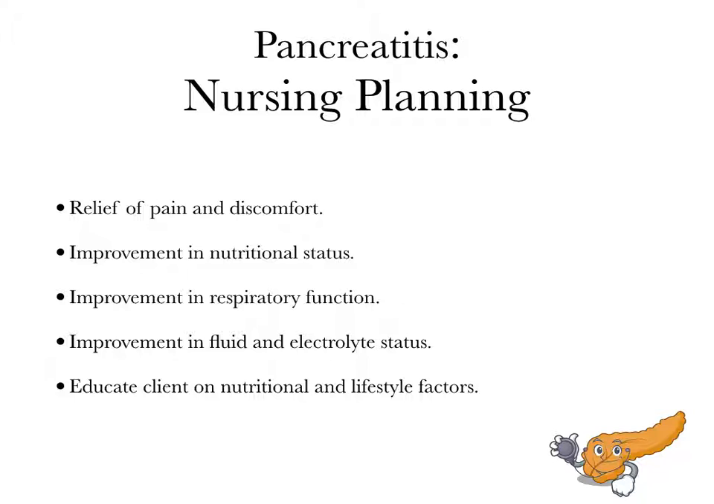So after assessing and diagnosing your patient, you're going to begin to plan care. So depending on your diagnosis, you're going to choose a plan. Your plan, these are examples of plans. They are related to either pain, nutrition, respiratory function, fluid and electrolytes, and education. And these are just potential examples, but also priorities for a pancreatic patient.